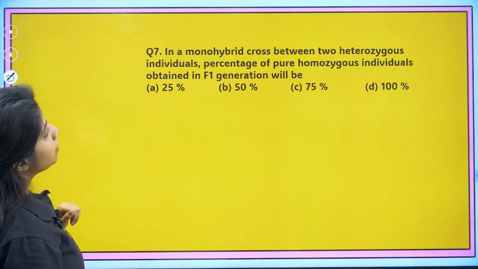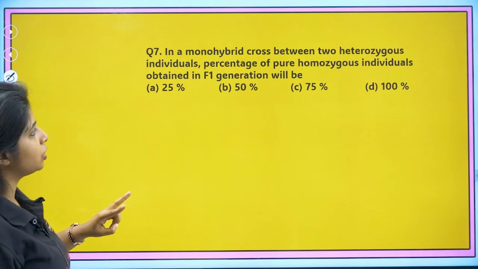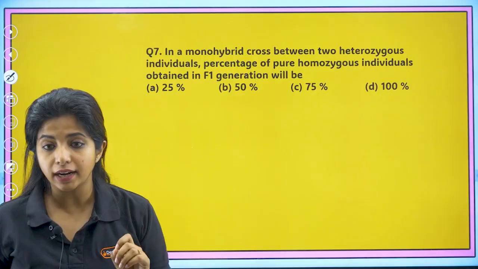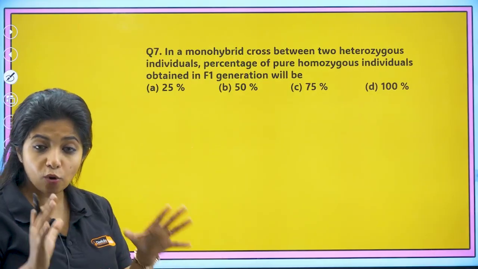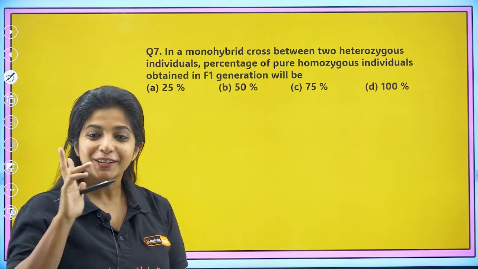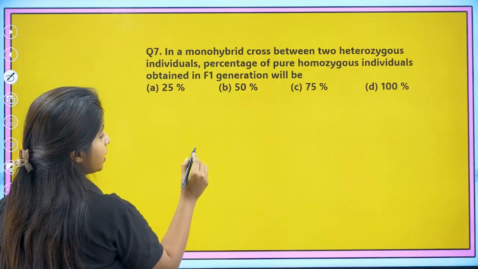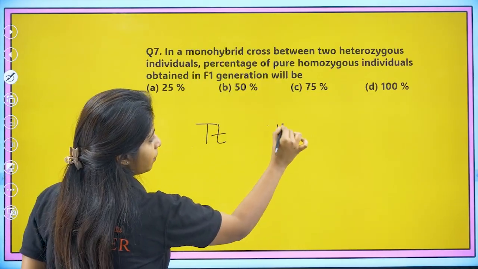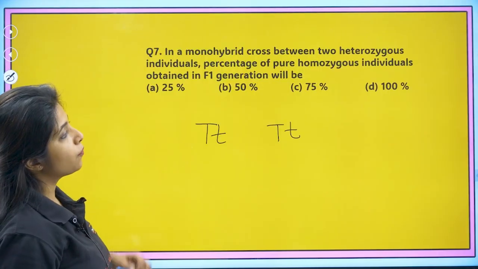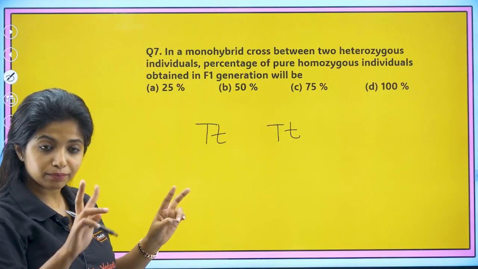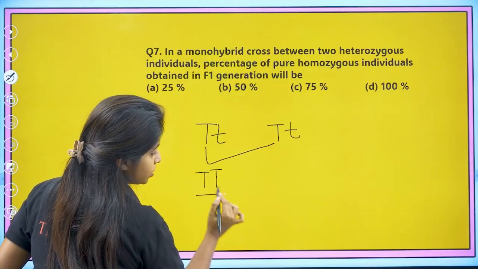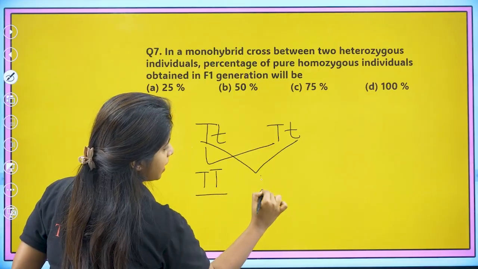Now, in a monohybrid cross between 2 heterozygous individuals, what is the percentage of pure homozygous individuals obtained in F1? 2 heterozygous individuals means the alleles should not be the same: capital T small t, capital T small t. We have to find the pure homozygous. So let's cross it. This and this give capital T, capital T, which is one homozygous. This and this give capital T, small t.